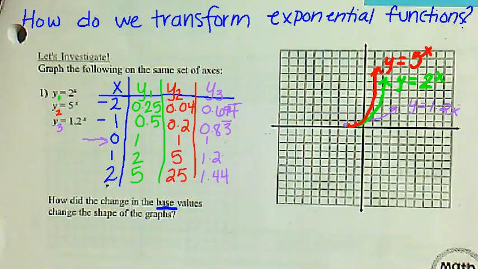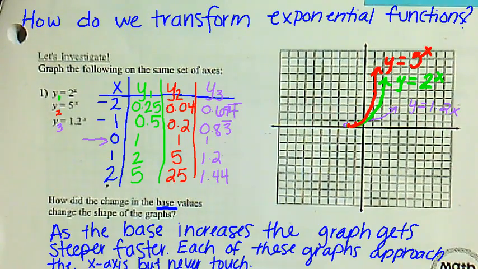Okay, so let's say, all 3 of these graphs, as the base increases, the graph gets steeper, faster, and each of the graphs approach the x-axis but never touch it. So that's what happens with the base values. Also, if you notice, there's no a value. The a value is 1, since we're not multiplying anything to the front of those.